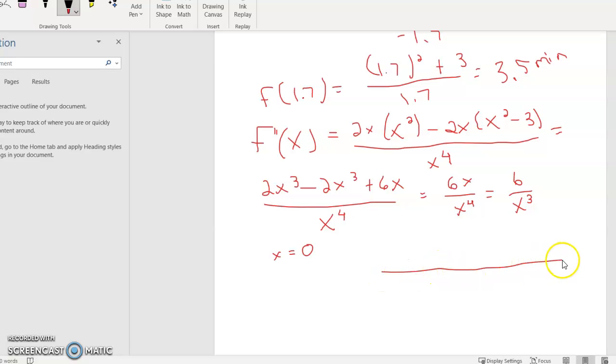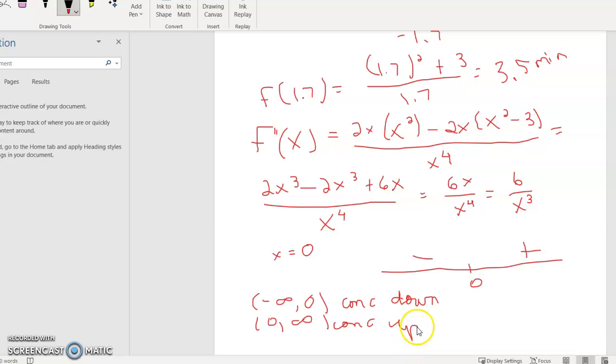So let's put that on a sign chart. It's the only one. And let's choose something to the left of 0. Let's say -1. If I plug -1 into this derivative, the top, of course, will be positive, but -1 to the 3rd is negative. So positive over negative, this is negative. If I choose a 1 over here to the right of 0 and plug that in, I'll get 6 over 1, which is positive. Alright, so we get our concavity from this derivative. So from negative infinity to 0, this graph is going to be concave down. And from 0 to infinity, this is going to be concave up.